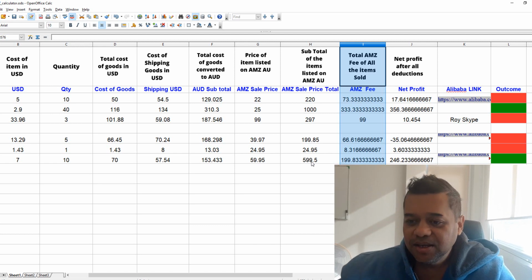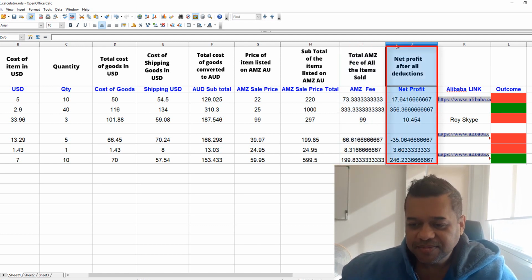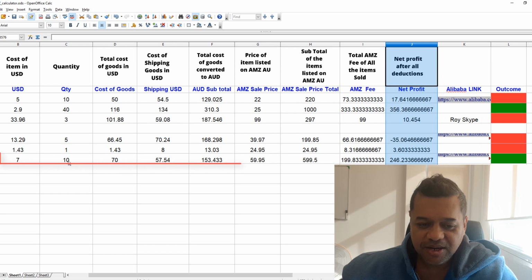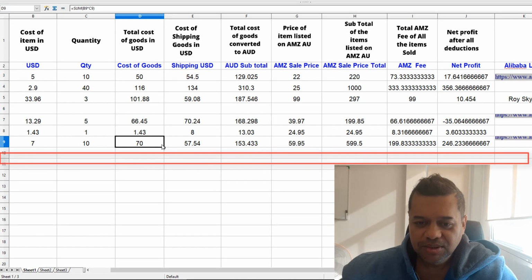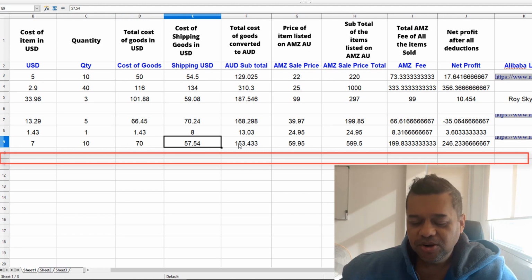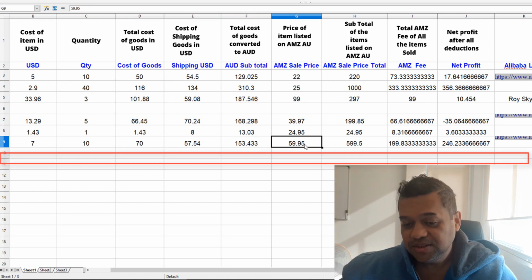After that, we go to net profit after deductions, and it says here I'm going to make $246. So if I buy 10 units of this particular item, it costs me 70 USD in total, and the shipping cost is 57.54. The total cost landed is 154 AUD. The price of the item listed is $59, basically $60 AUD.